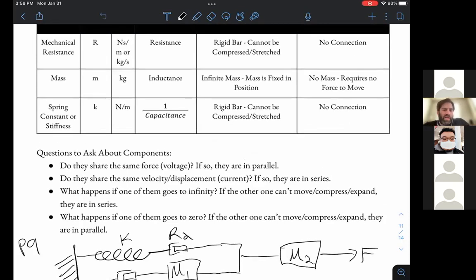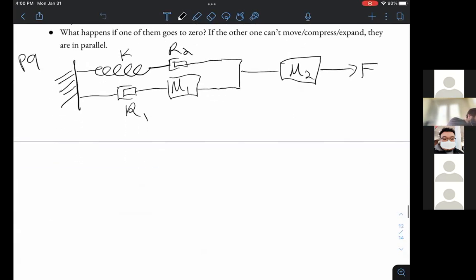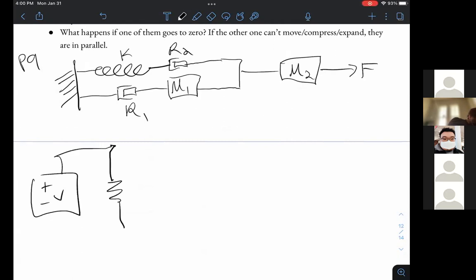And then I gave you these as a guide to help you solve these kind of questions. If two components share the same voltage, they are in parallel. I don't know how long it's been for you, but you remember if I have some voltage V here, and I have two resistors that are in parallel, they have the same voltage across them. It's V over both of those.